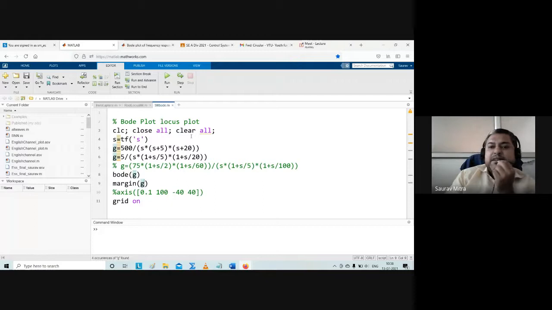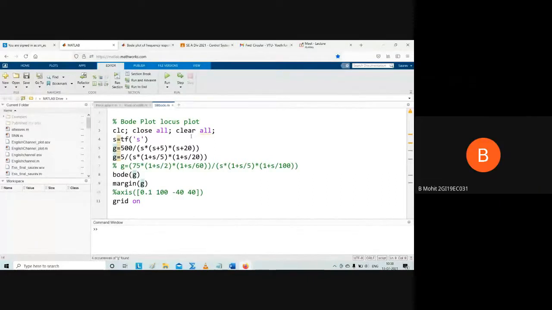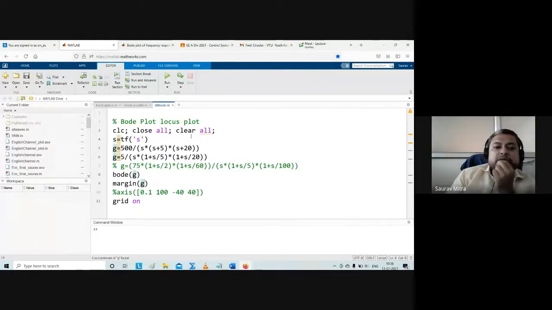Again the same thing. It's a first order pole. Answer is minus 90. How much is the phase for 1 by s plus 20? Minus 90, again minus 90. So at infinity, how much is the total phase? Minus 90, minus 90, minus 90, minus 270.